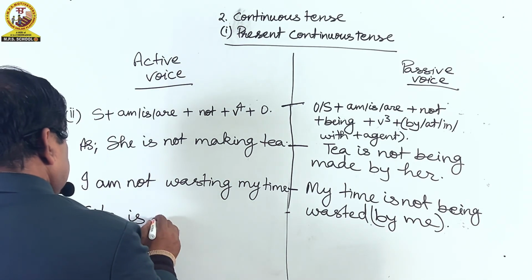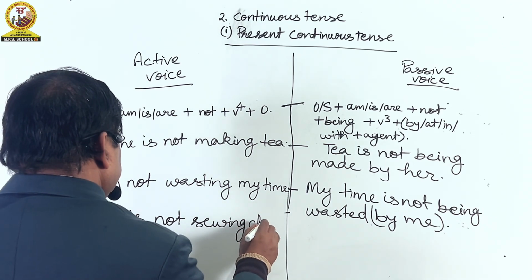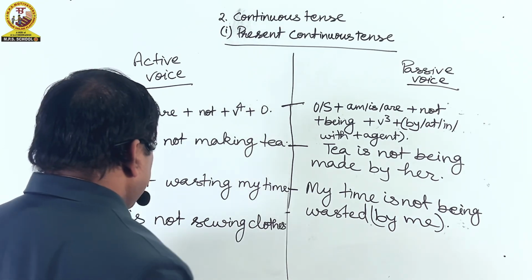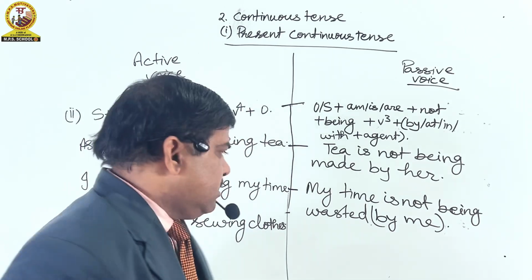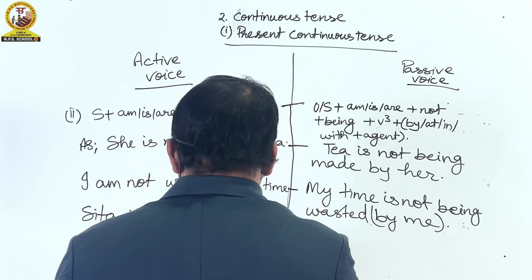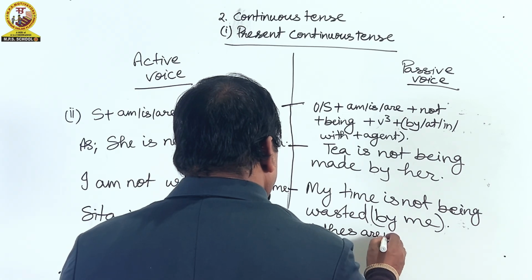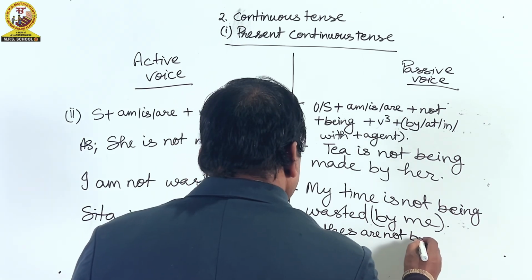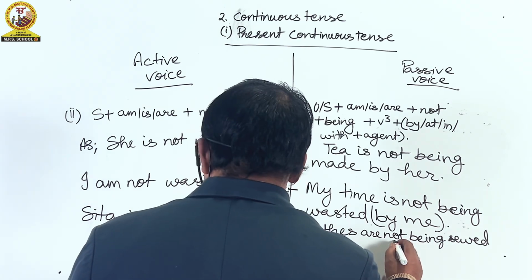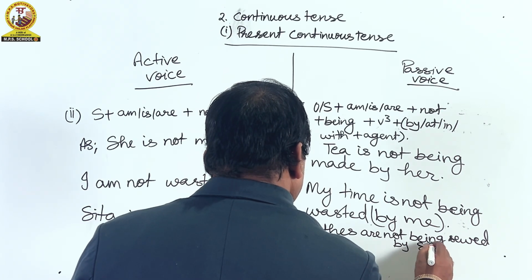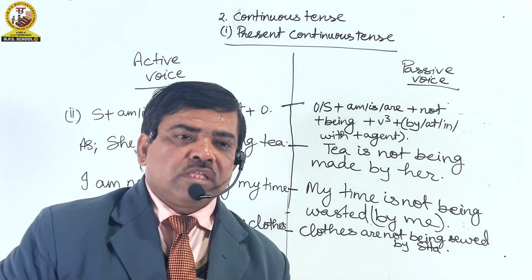Sita is not sewing clothes. सीता कपड़े नहीं सिल रही है या नहीं सी रही है। Its passive voice will be: clothes are not being sewed by Sita.